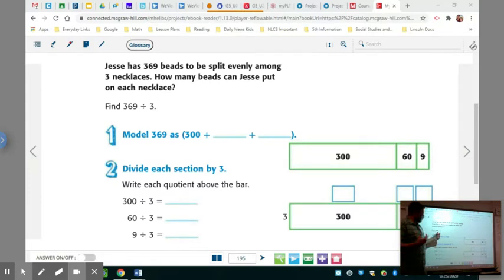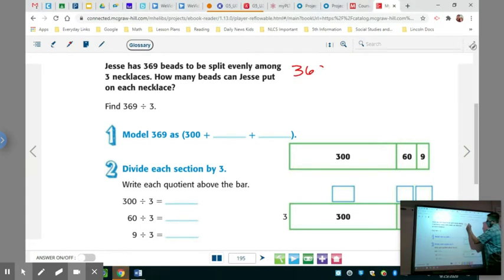You guys remember what we did with the distributive property when we have 369 right here, and we're going to split that. We're going to make it expanded form. How do we split 369 up? 300 plus 60 plus 9. You remember that? That's how we do that. And if you notice right here, that's what they have. You're going to model this as 300 plus 60 plus 9.